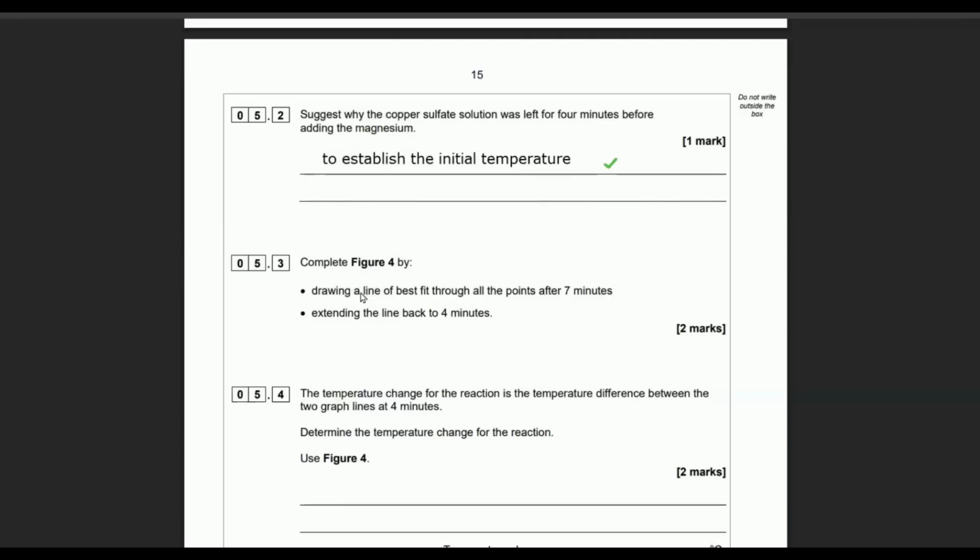Complete figure 4 by drawing a line of best fit through all the points after 7 minutes, extending the line back to 4 minutes, and that is 2 marks. The temperature change for the reaction is the temperature difference between the two graph lines at 4 minutes. Determine the temperature change for the reaction, another 2 marks.